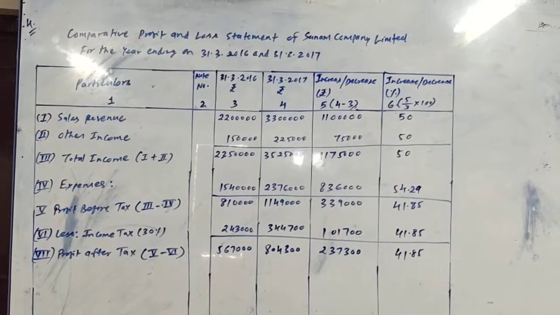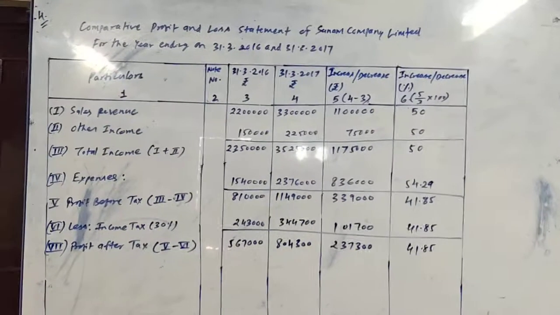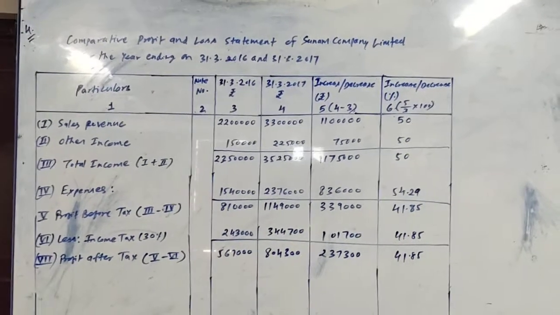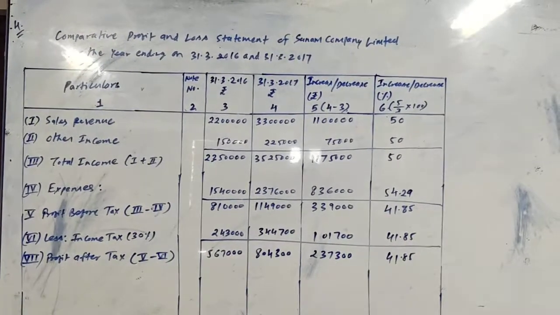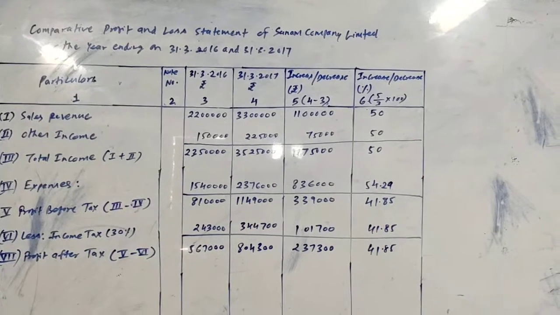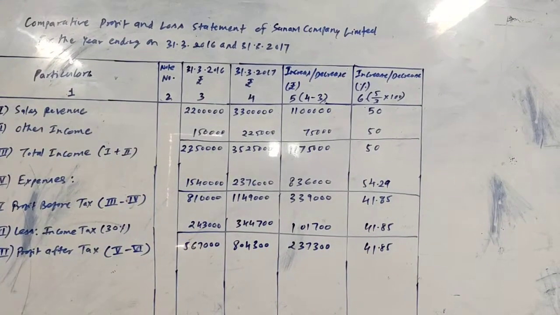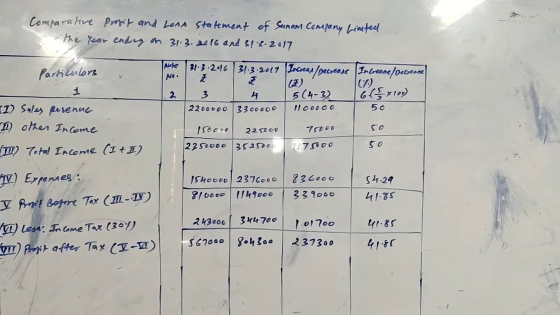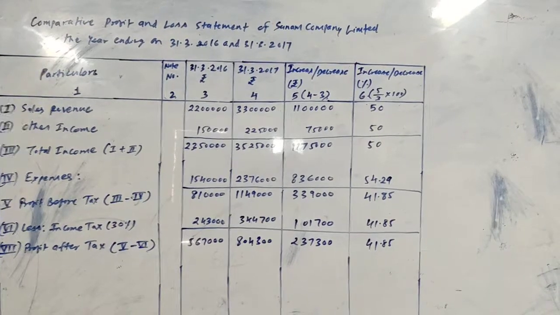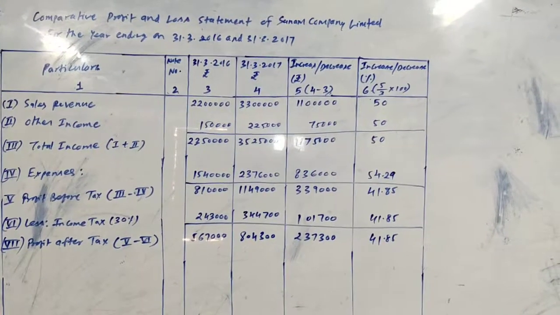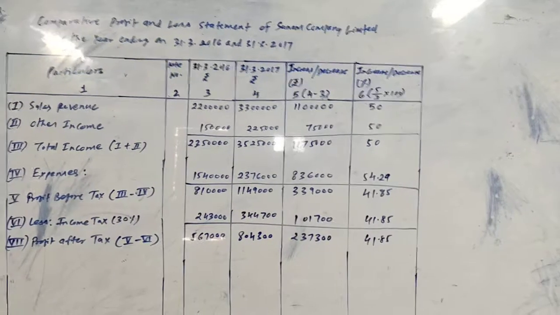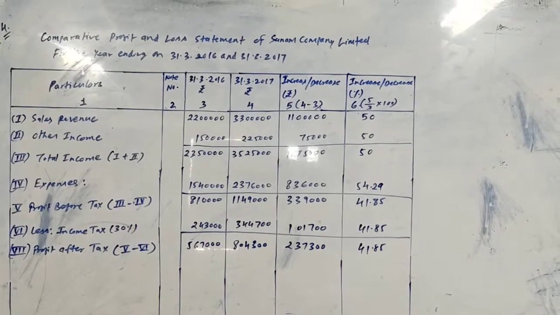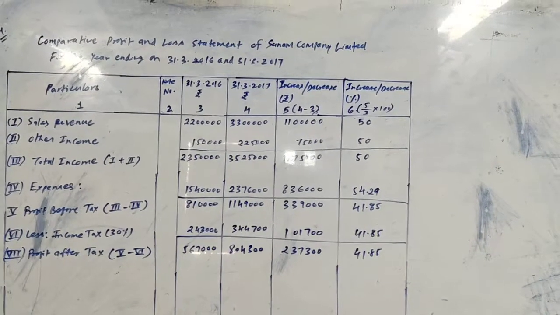Now as per the specimen, we know how the profit and loss statement is prepared. So we make the total of all revenues, sales revenue and other income. So total income, that is 1 plus 2. In 2016 it is 23 lakh 50,000. How come? The total of the above two values, 22 lakh and 1 lakh 50,000. The same way in 2017 it is 35 lakh 25,000. How come this? 33 lakhs plus 2 lakh 25,000.